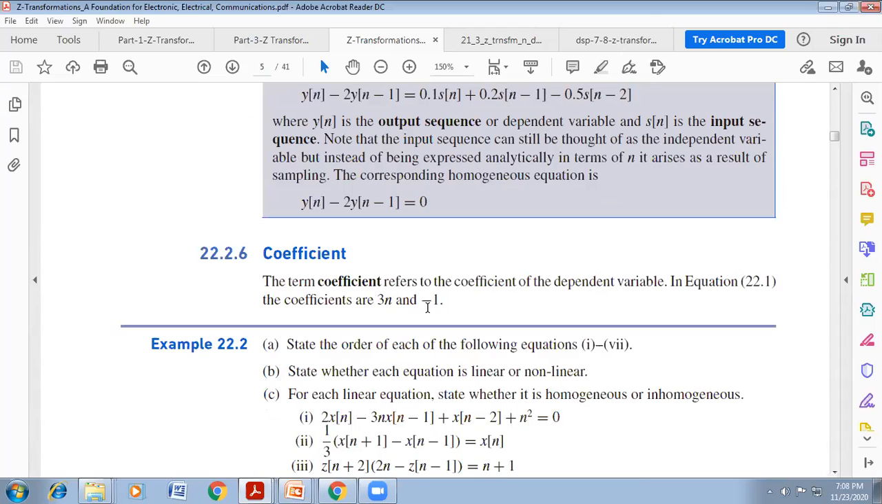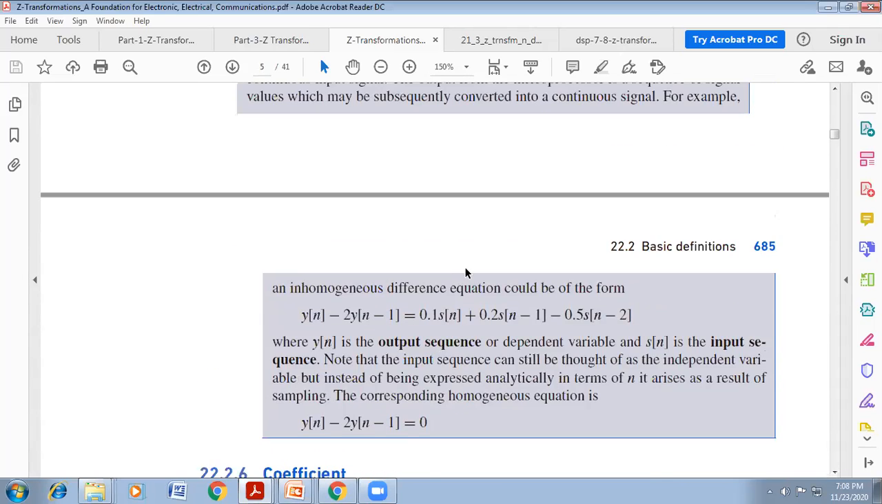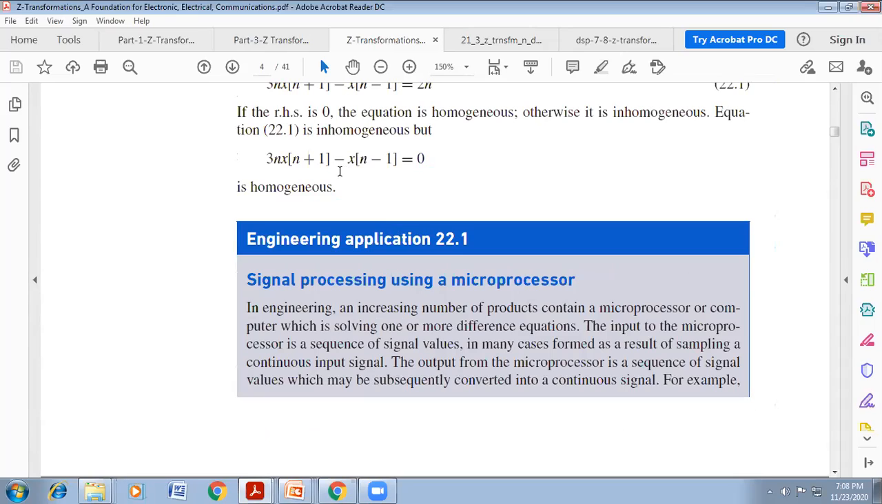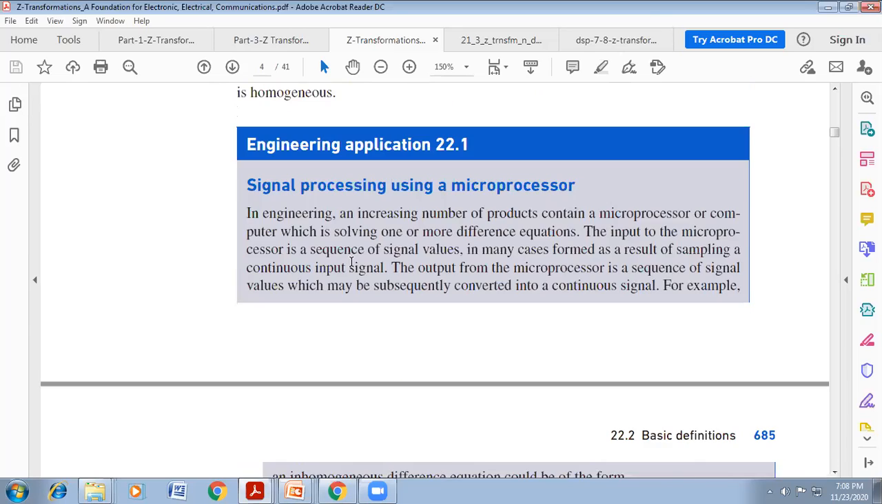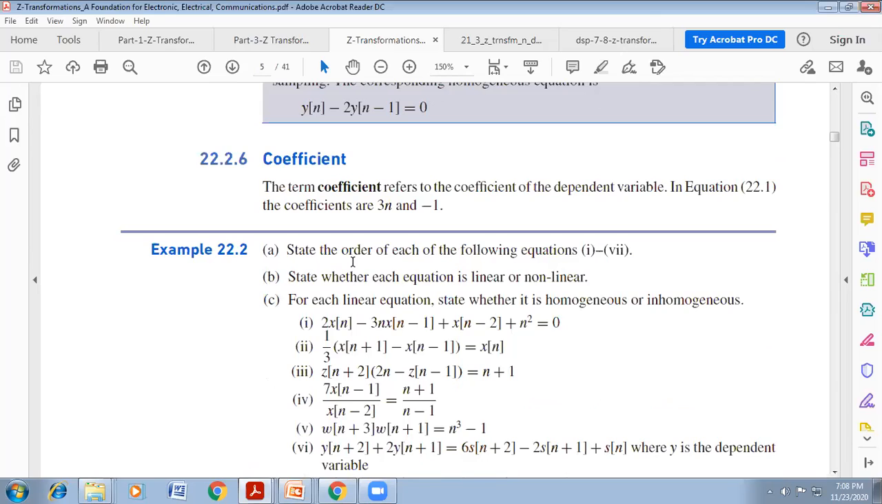Thrice n and minus 1. The coefficient of x is thrice n. The dependent variable in this equation is x, and the independent variable is n. So the dependent variable coefficient is thrice n, and in this x, the dependent variable coefficient is minus 1. This is actually the coefficient of a difference equation.